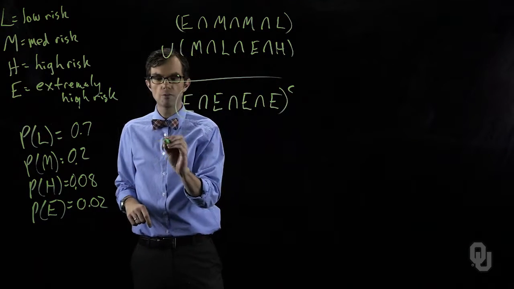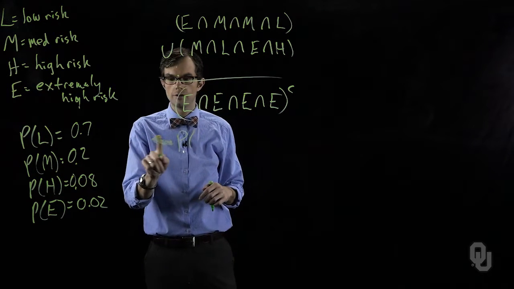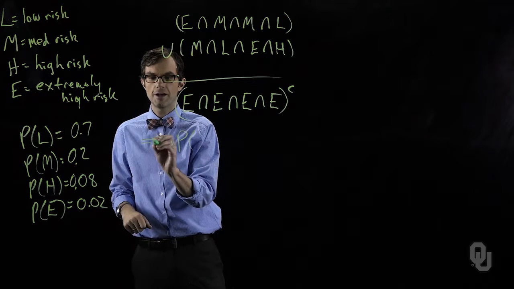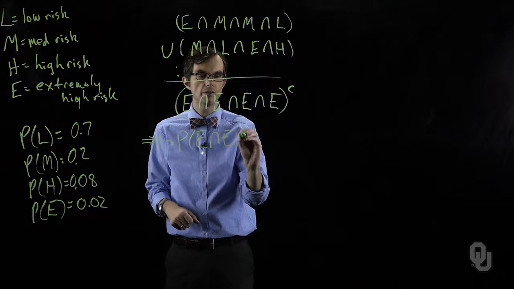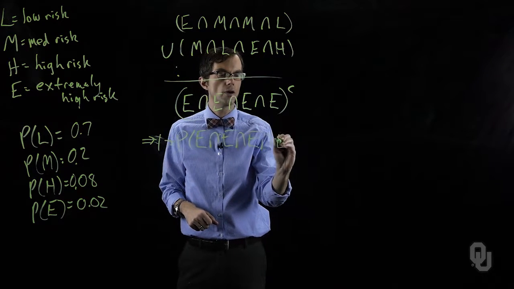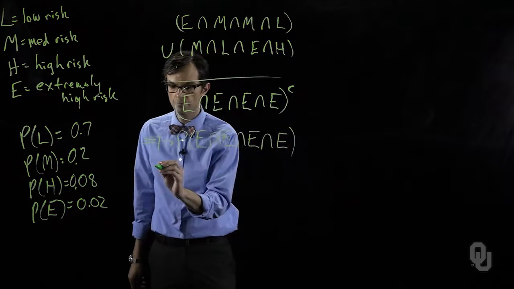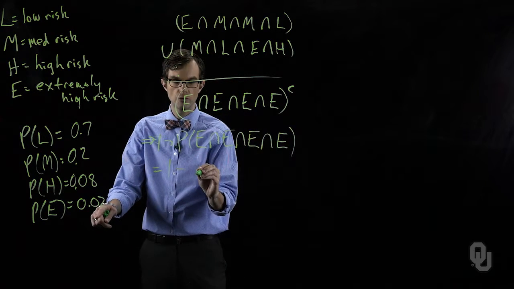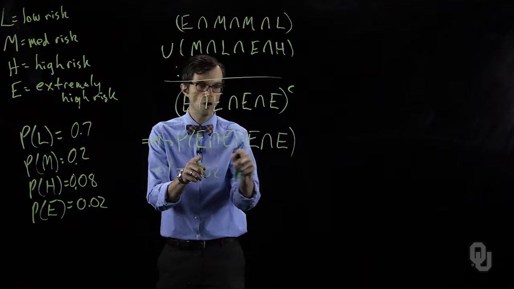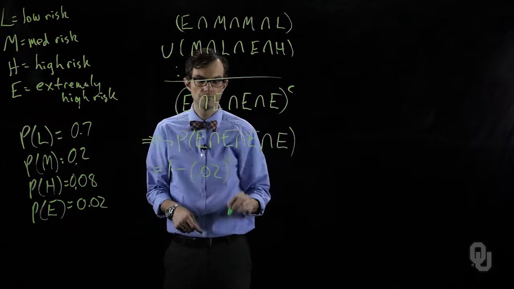Okay, so if we want this probability, that looks terrible. 1 minus the probability that all are extremely high risk. The intersection of 4 projects, each of which is extremely high risk. Okay? That is 1 minus extremely high risk, 0.02 for each one of those. They're all independent of each other, so we're going to multiply this together 4 times.